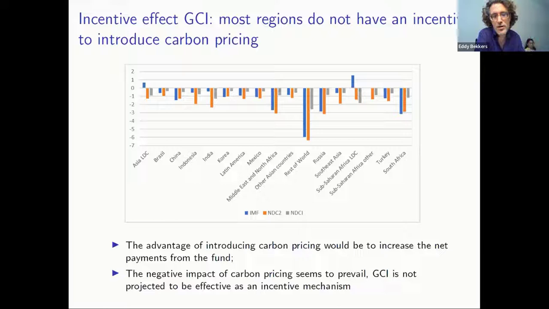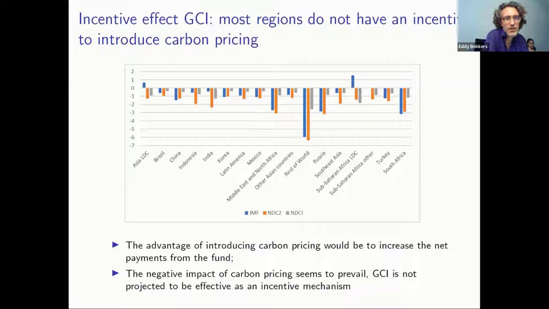average emission per capita. But if all countries would be joining, because that's the experiment we're looking at here, then this average emission per capita would also go down. Your emission per capita is falling, and therefore you're going to receive more from the fund if you decide to introduce carbon pricing. But if other countries also do that, then relatively you're not going to benefit that much.